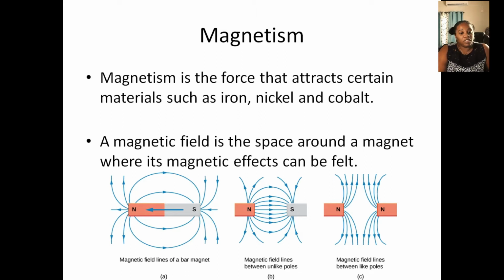A magnetic field is a space around a magnet where its magnetic effects can be felt. Here we have the magnetic field lines, and as you can see, the field lines always go from north to south. The direction of the arrow is always from north to south.